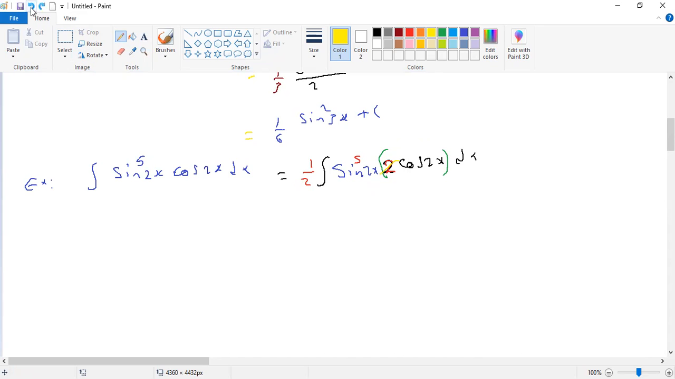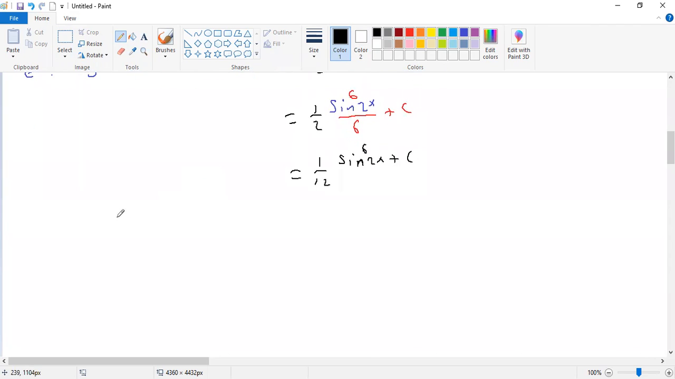Now, see students, the derivative of sine is cosine. What is the integral now? The integral of sine^5(2x), will be 5 plus 1 is 6, sine power 6 over 6 plus c. And what do you have here? 1 over 2. So the answer is 1 over 12 sine^6(2x) plus c. Okay.